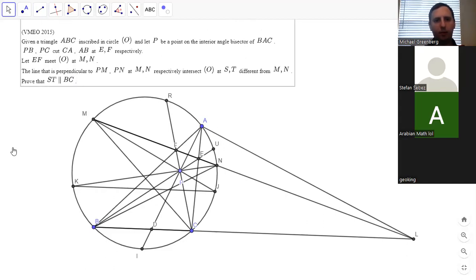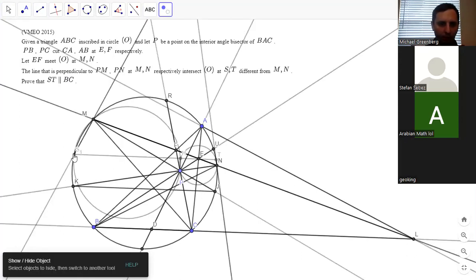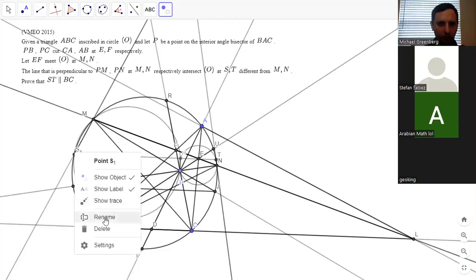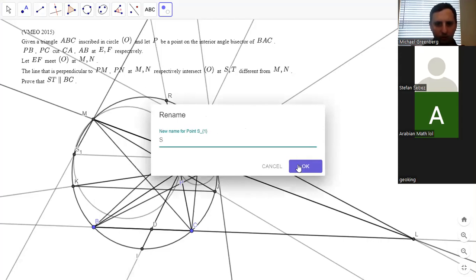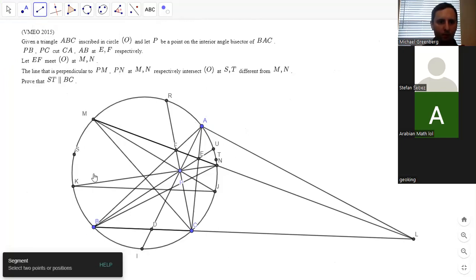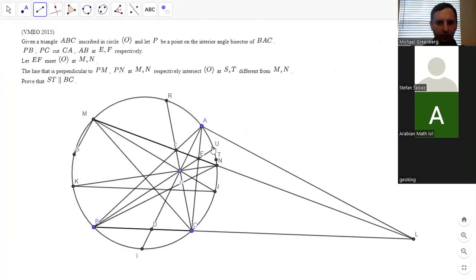So basically, this problem has two points S and T in it. And we found that if we prove that JK is parallel to BC, it's the same as showing that ST is parallel to BC. So we got rid of S and T. But previously, they were these points right here. So yeah, showing that ST is parallel to BC is the same as showing that JK is parallel to BC.